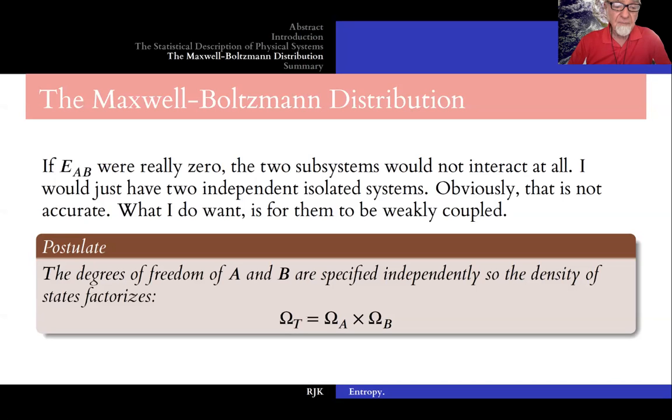Given that, we can have another assumption, which is the degrees of freedom of A and B are specified independently. So the density of states factorizes. The number of states of the total is the number of states for the energy of A times the number of states of energy for B.